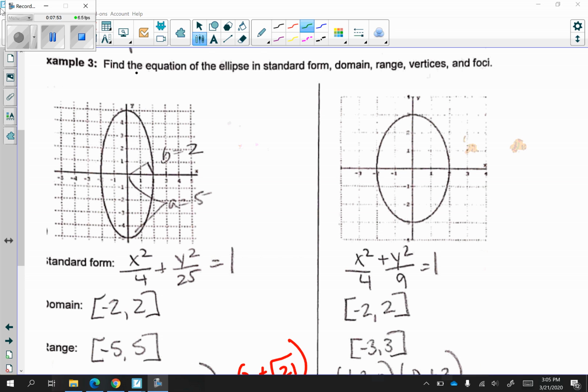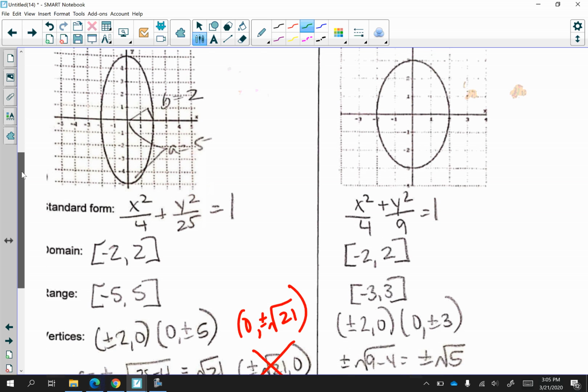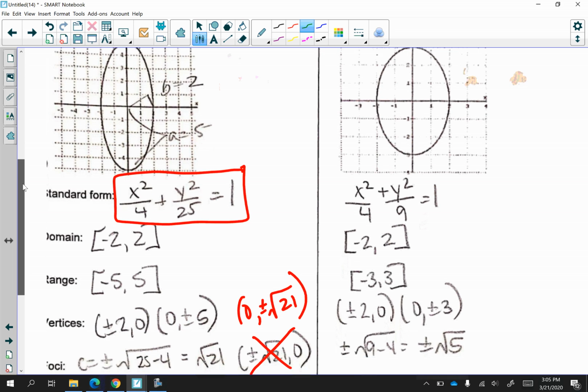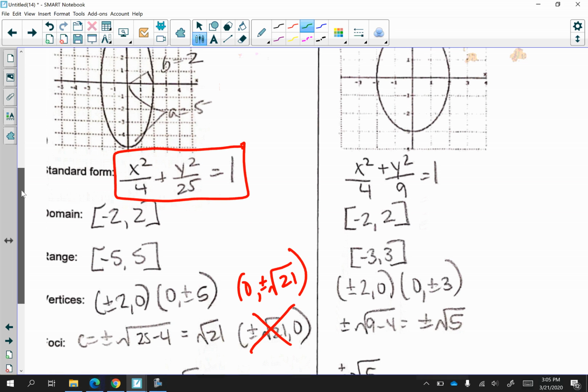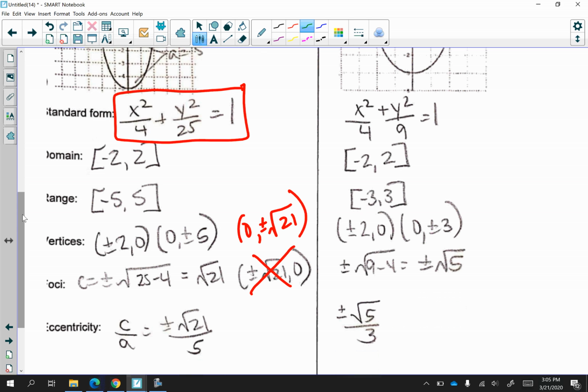For example 3, we are given a graph of an ellipse and we are told to write it in standard form. So I count the boxes from my center, which is 0, 0. On the x-axis, it's 2, which is 2 squared, which is 4. And then on my y-axis, which is my major axis because it's longer than it is wide, 5 boxes up, 5 squared is 25, giving me this as my standard form. I find the domain and the range based on the graph, my vertices, and my foci. I did radical 25 minus 4, which gives you radical 21.